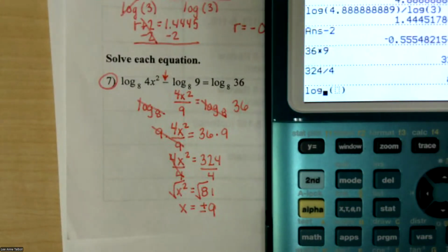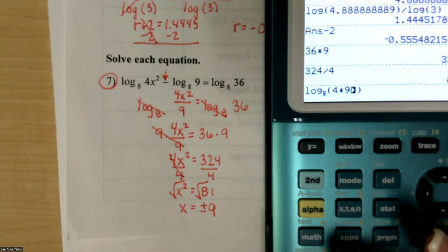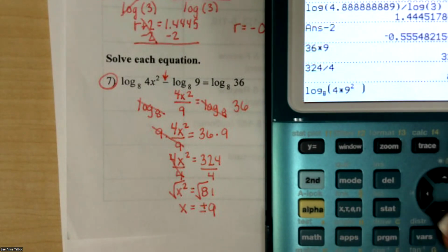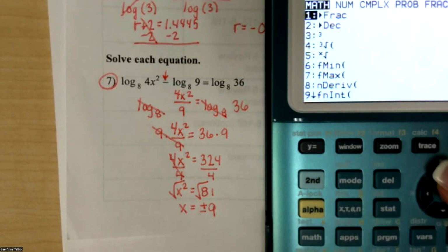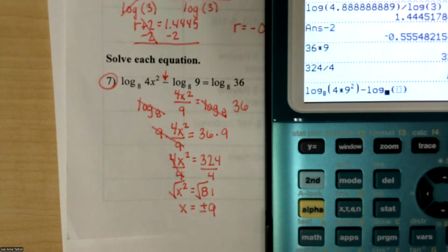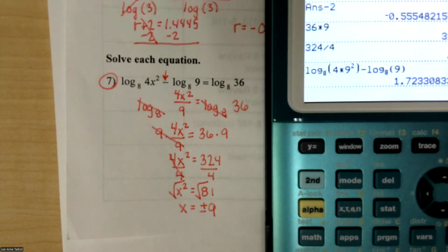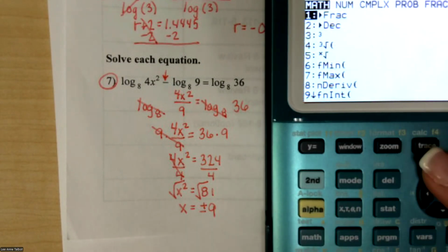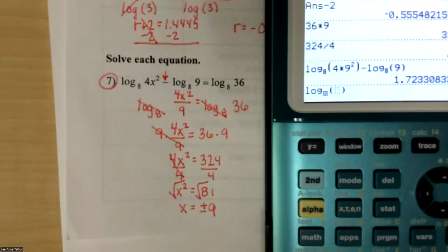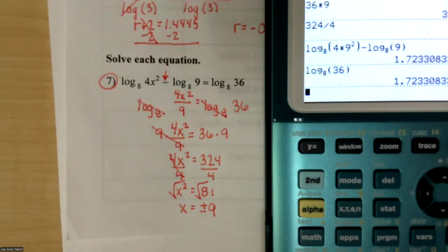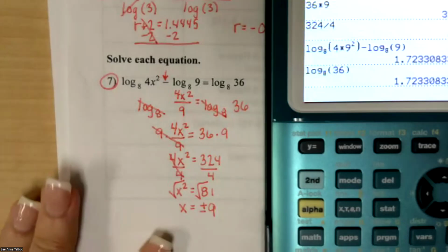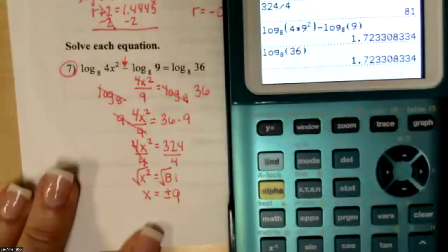Log base 8 of 4 times 9 squared minus log base 8 of 9 equals log base 8 of 36. Oh, yay. Okay, now here's the question. Do I really need to check them both?